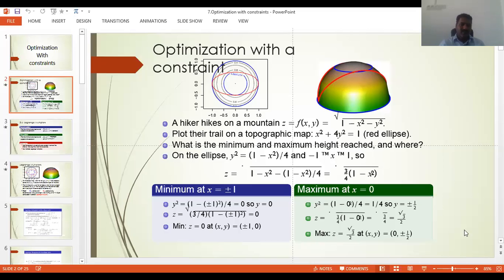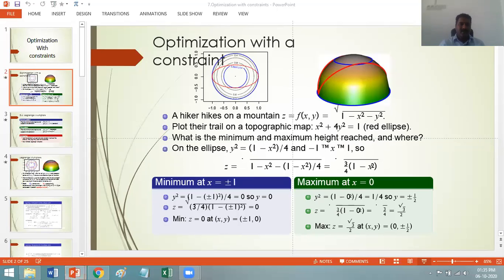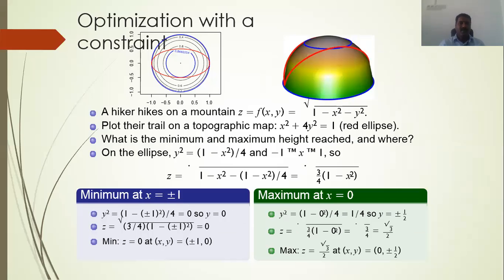Now let's see what is optimization with constraints. Normally in real life, there will be no optimization without a constraint. Everywhere it will be optimization with some constraint over there. For example, you go through the small scenario here.